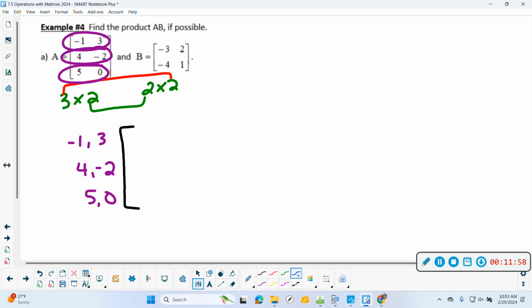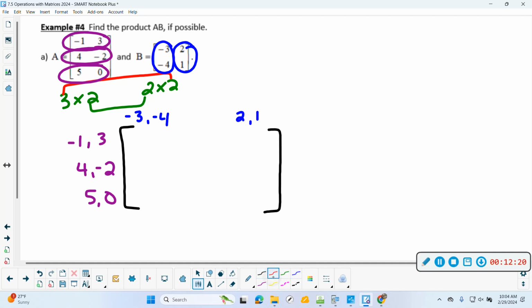Then it's the columns of B. Well, the first column has -3, -4. So on top of the matrix, I'm going to put -3, -4. Now I'm going to save a little room here. I don't want it too tight on top of each other. My second column, 2, 1. So I'm going to put a little space. Got it. I'm going to close this up.